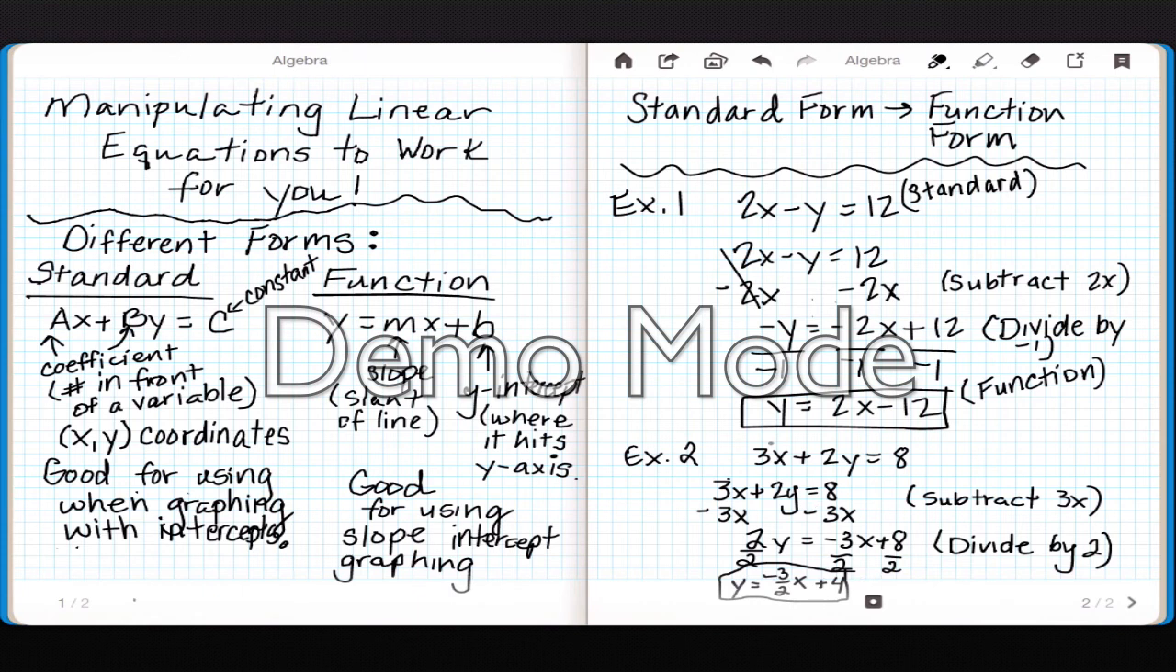So that is manipulating linear equations to work for you. We are going to be dealing with the standard form later, but don't worry about it right now. Tomorrow when you go in, what you're expected to understand how to do is changing a standard equation into a function form equation. See you tomorrow.